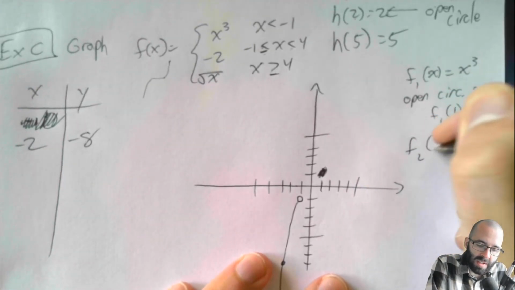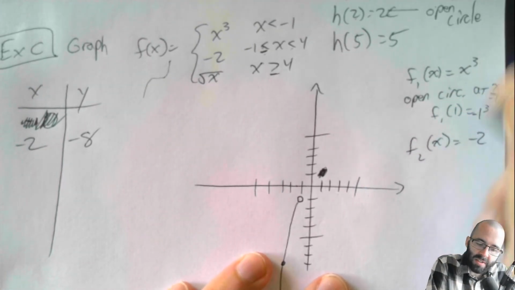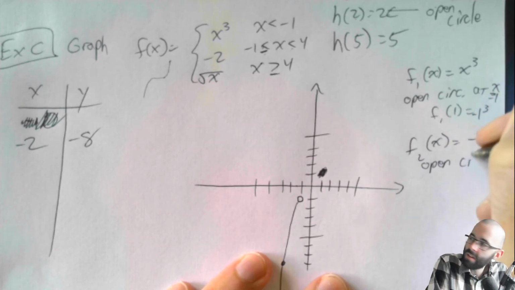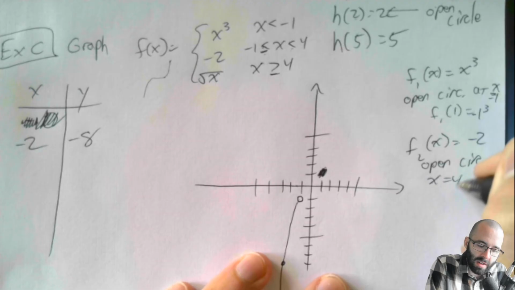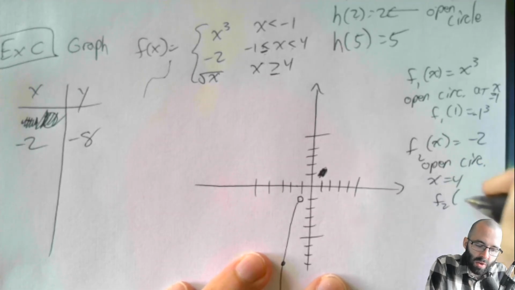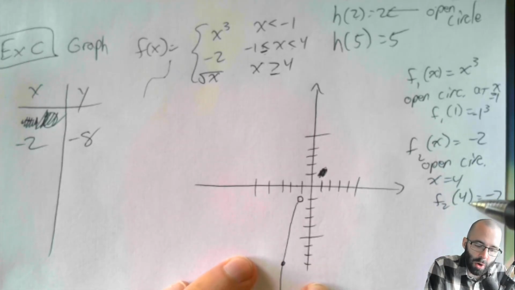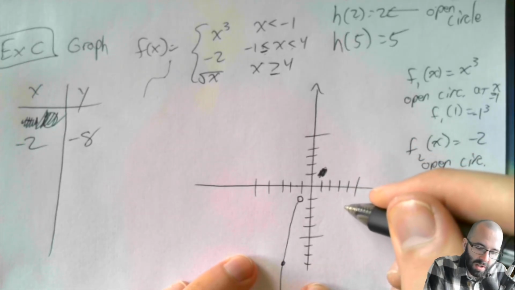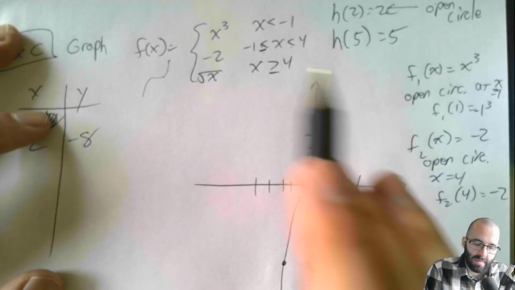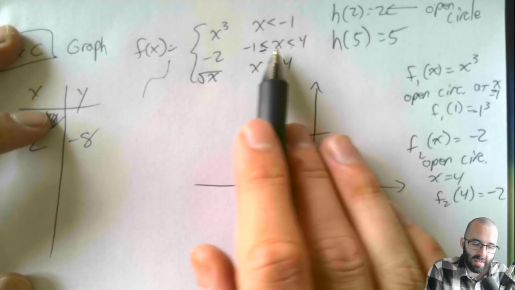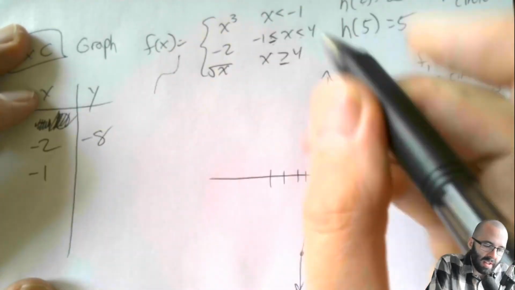The second piece is always equal to -2, and there's going to be an open circle right here at X equals 4. Go over here at 4. It's a constant function. It's -2. Open circle when X is 4, Y is -2. We know there's an open circle here. And let's keep on filling in points.